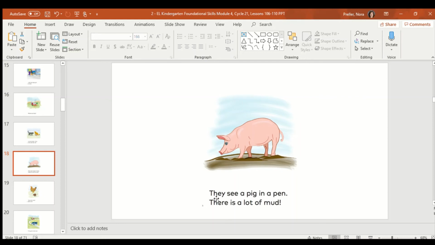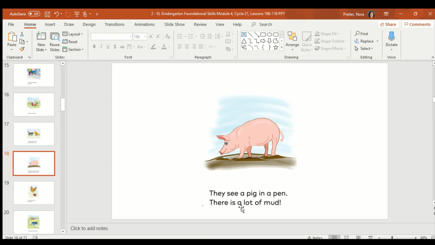Okay, let's try reading this together. When we get to words we don't know, we can sound it out. But we can use other strategies like looking at the picture, checking the beginning sound. There's lots of reader strategies we can use. They see a pig. I knew that was pig because of the picture. In a pen. Let's go back and make that smooth. They see a pig in a pen.